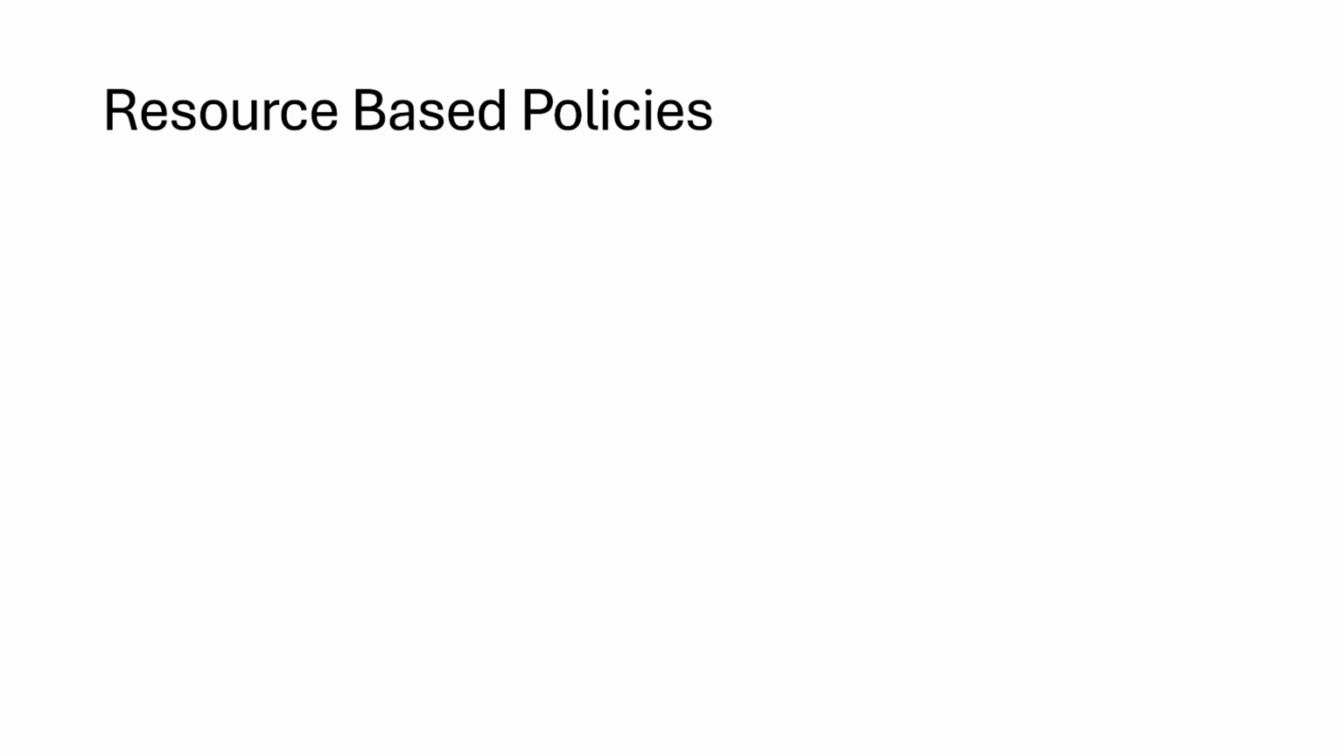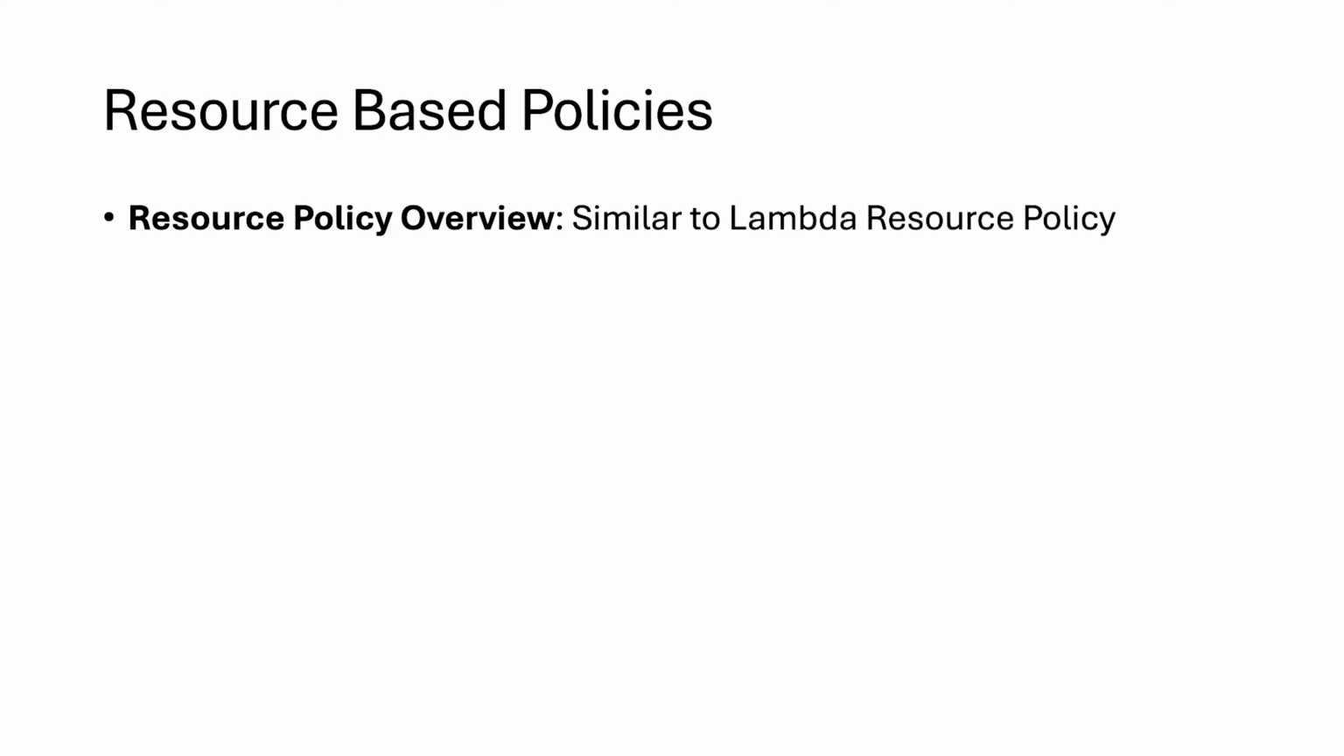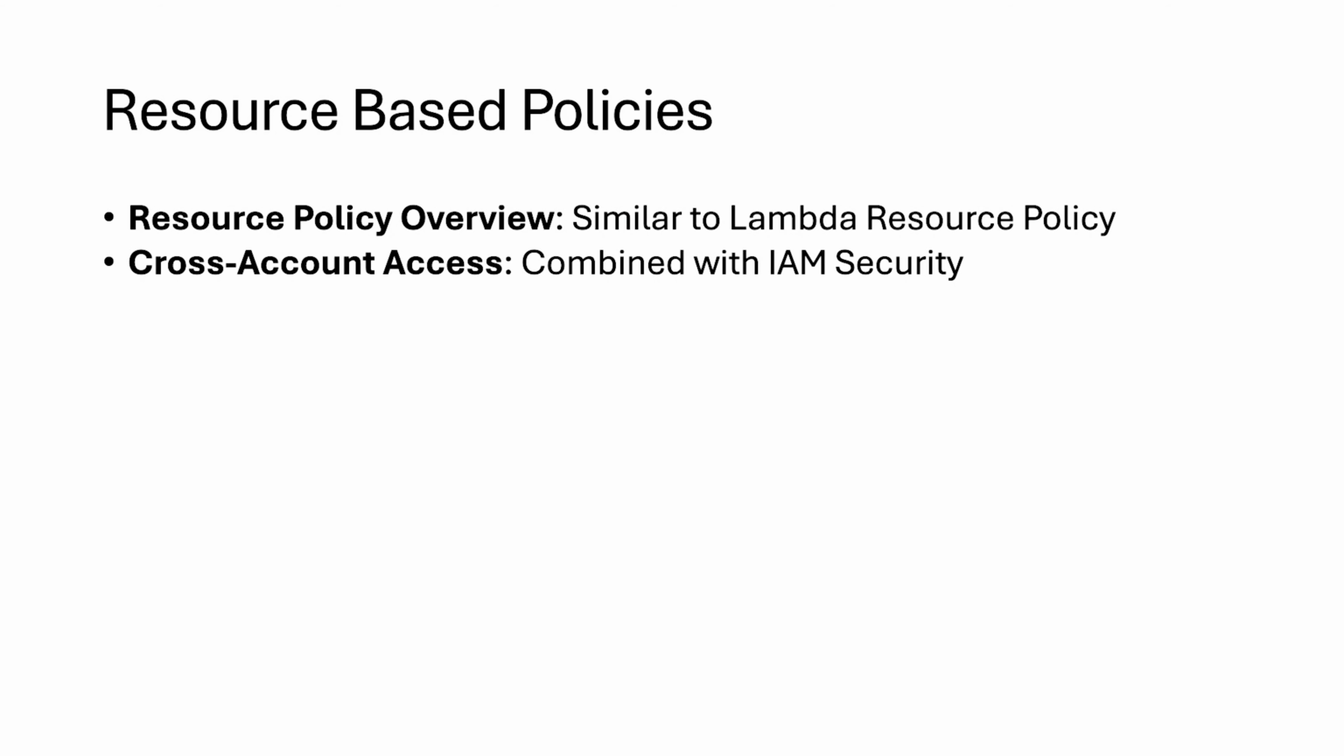Now let's explore these resource-based policies. They are similar to our Lambda resource-based policies, and allow you to control your API more granularly also. The first and important thing is that it gives you cross-account access. So you can allow API access from another AWS account also.